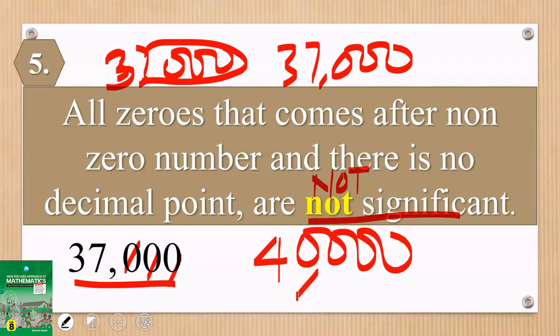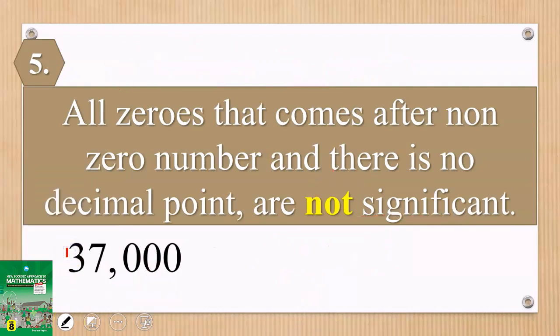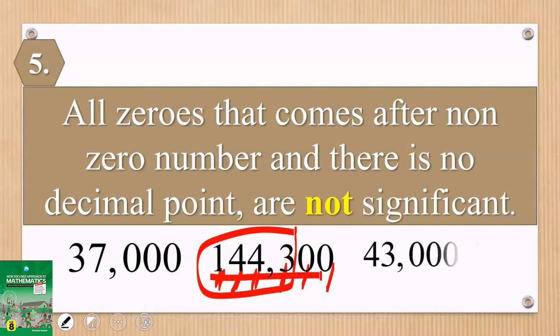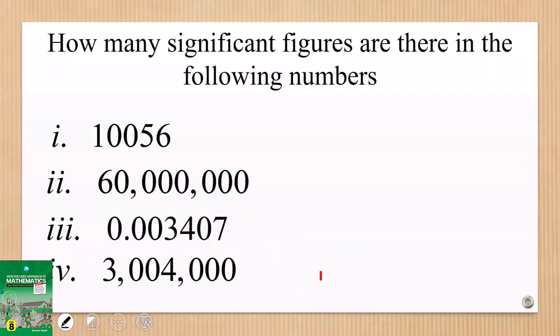Be very careful with this part. So again, we can say 144,300 has 1, 2, 3, 4, 5, 6 digits, but it will have only 1, 2, 3, 4 significant figures. So if I ask you how many significant figures this one has, it's only 4. Then this one will have only 2 significant figures, even though it is 43 million.